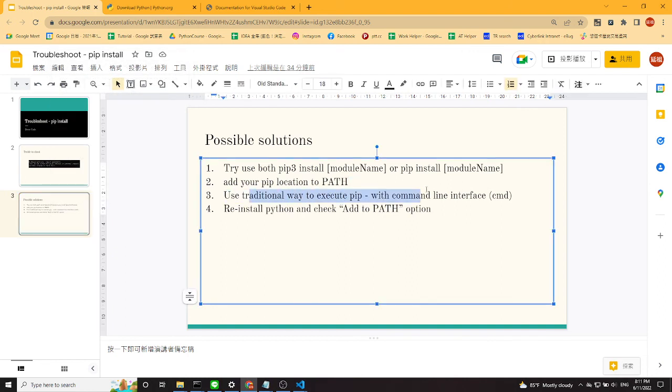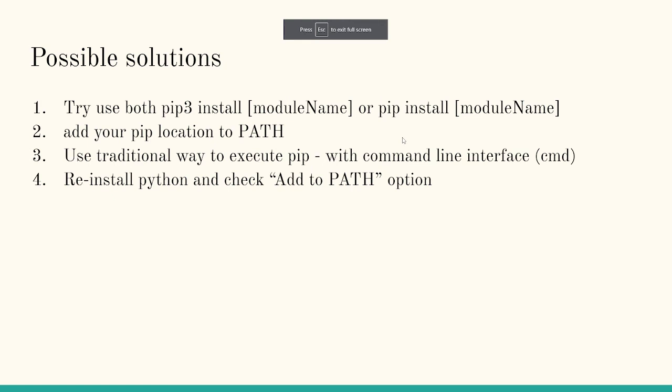So if this approach didn't work for you, then you will have to follow the beginning of my tutorial, reinstall Python, and remember to check the add to path option.